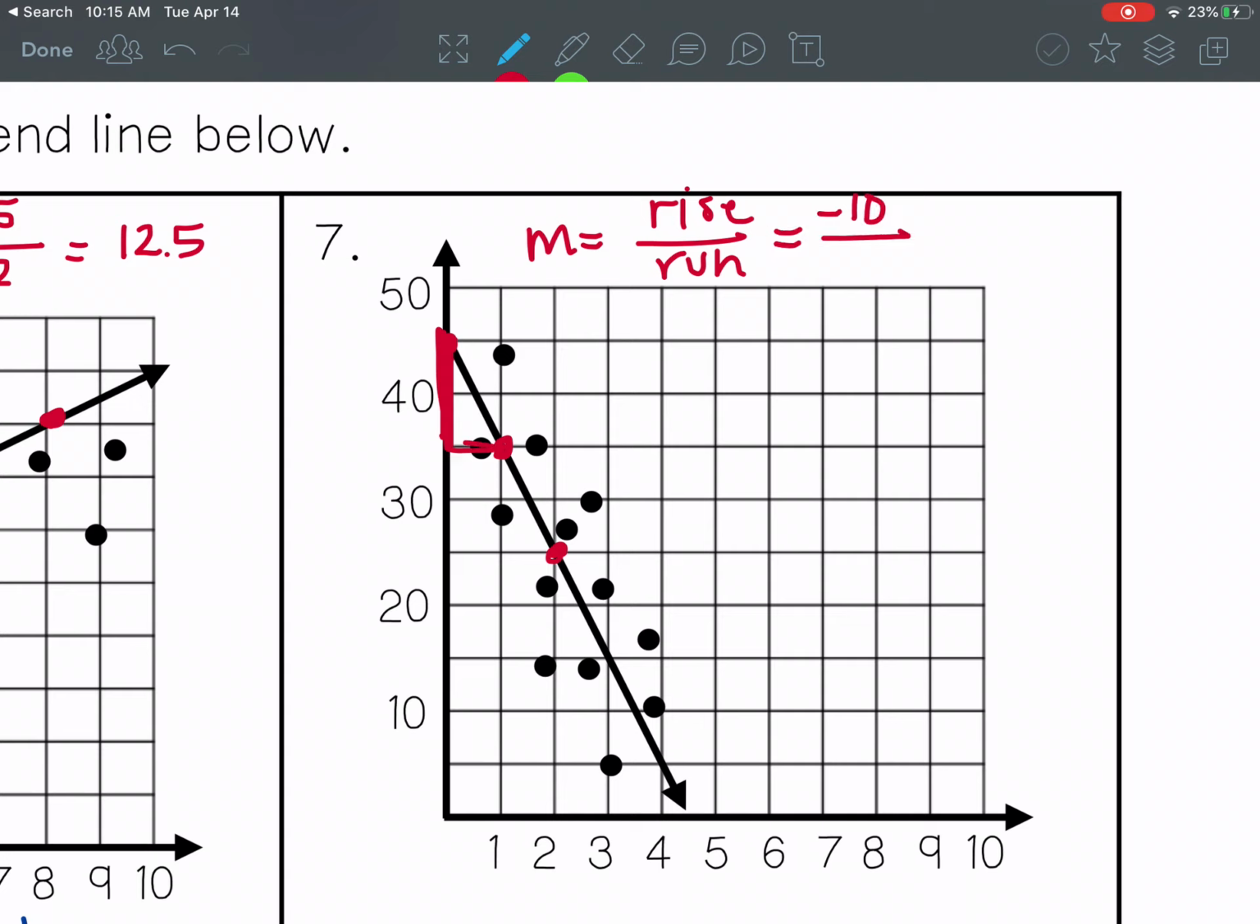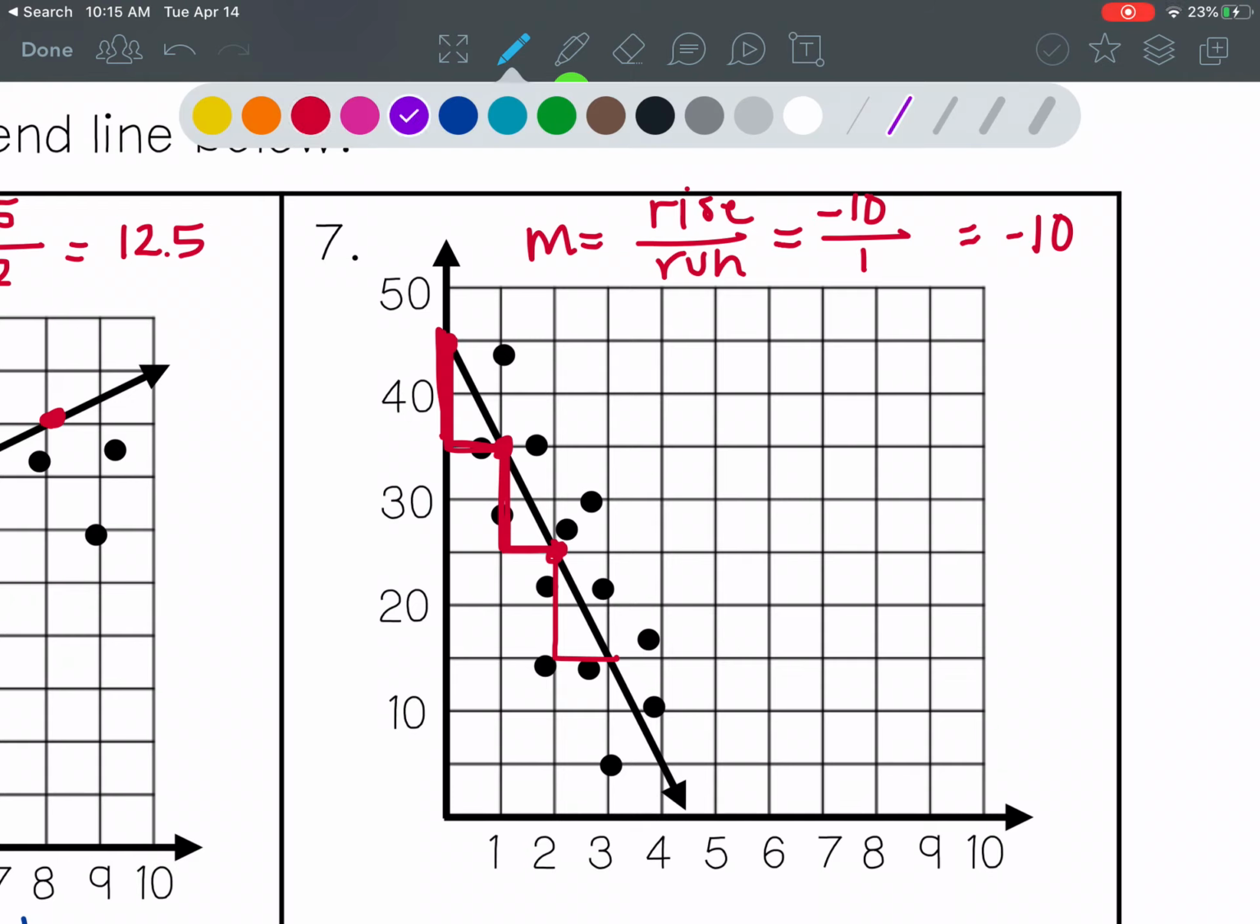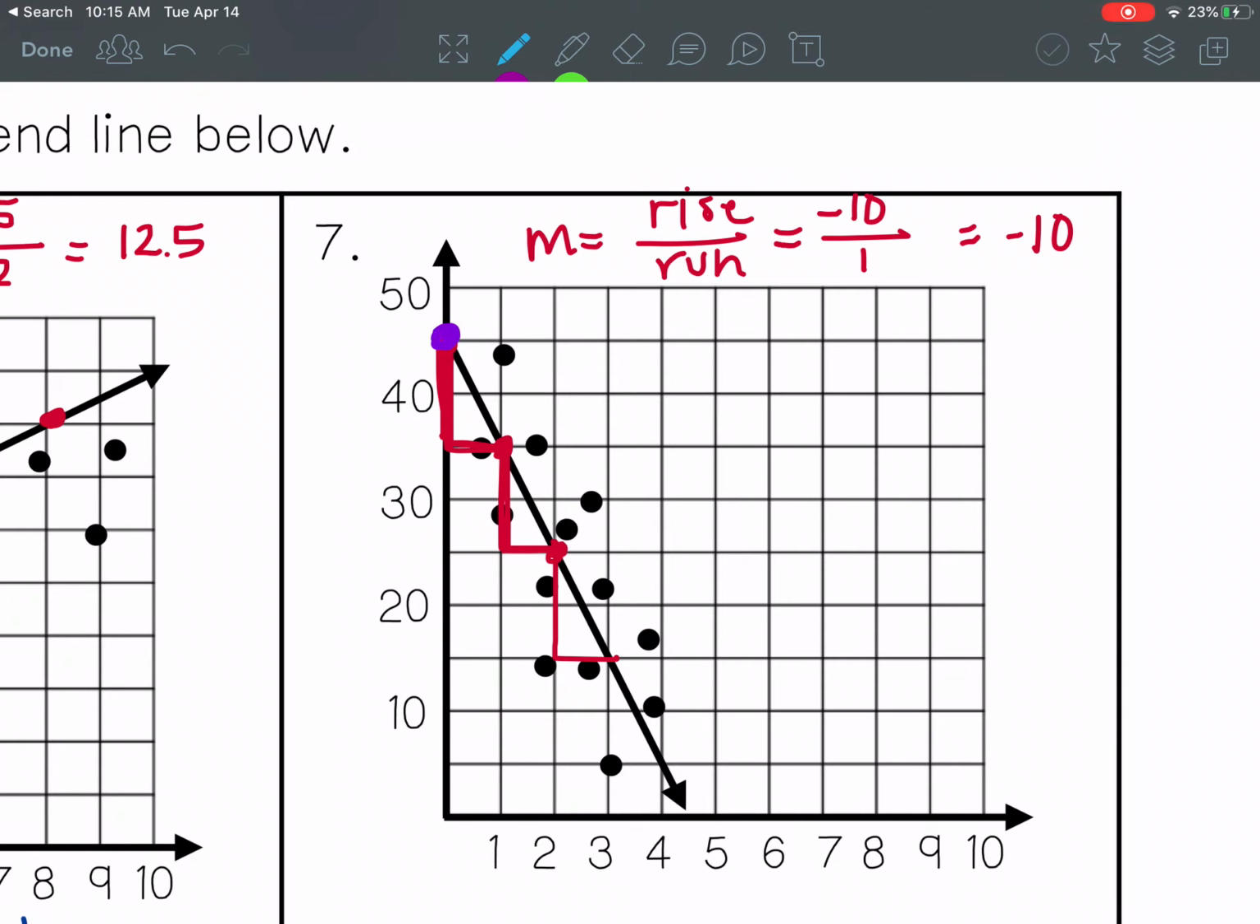All right, our run, we go forward. The x-axis is going by 1. So negative 10 over 1, or negative 10 divided by 1 is negative 10. So there's our slope. Again, we can do that over and over in our graph. Negative 10, forward 1, down 10, forward 1. Okay, our y-intercept, where does the line cross the y-axis? So right in the middle of 40 and 50. So our b value is 45.